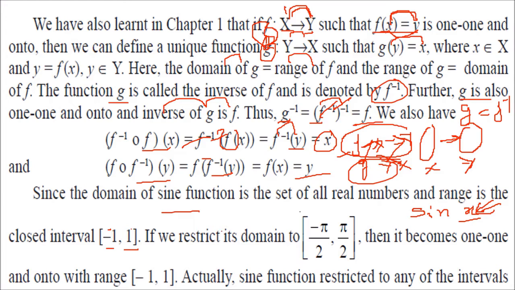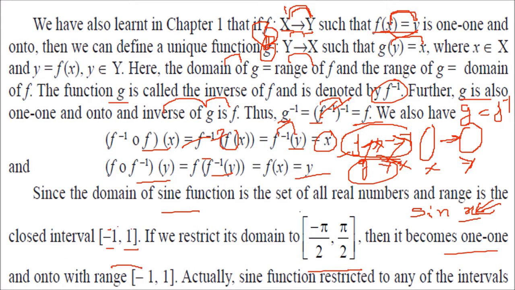The trigonometric functions are continuous and periodic over the full real numbers, so they are not one-one and onto. So we have to restrict the domain. We cannot take all real numbers, so we restrict the domain to -π/2 to π/2. Then it becomes one-one and onto. I'll show you how.